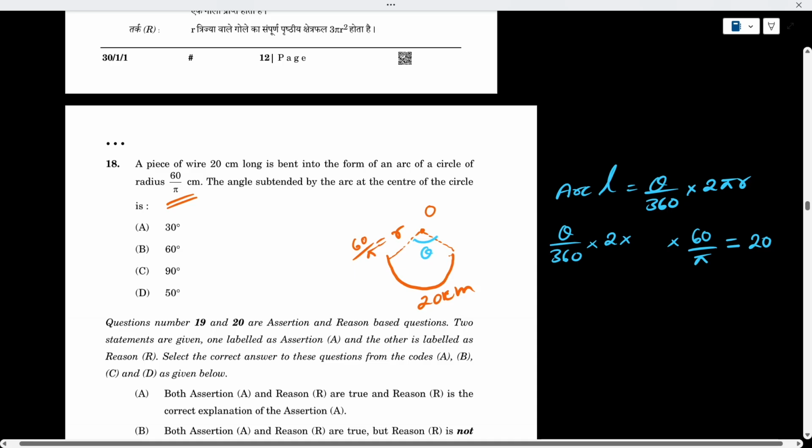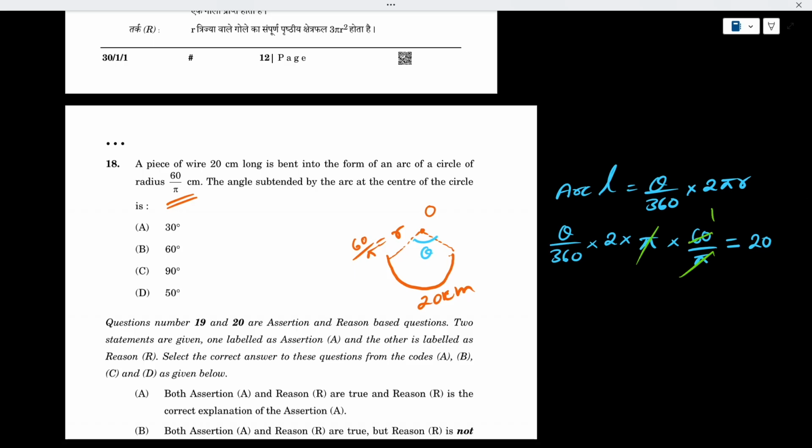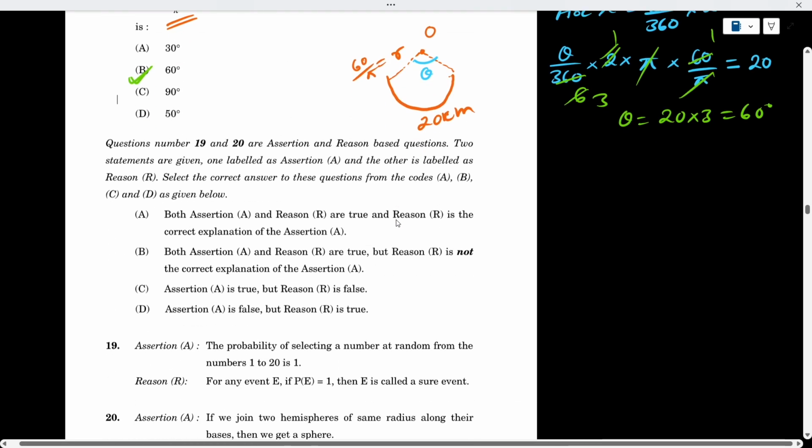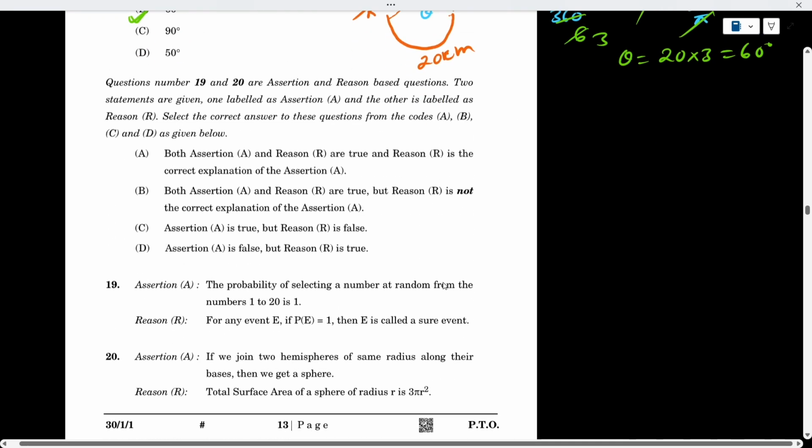Now here we need to get pi, and pi will get cancelled. So instead of substituting the value, I can leave it as pi, because you see in the denominator there is pi. So pi will get cancelled. 60 ones are, you can do the cancellation here. 6 are, 2 ones are, 2 threes are. So what is your theta? 20 times 3, which is nothing but 60 degree. So what is the right option here? Option number B, 60 degree is the right option. Right? This question is also from area related to circle. Now these 18 MCQ questions are done.